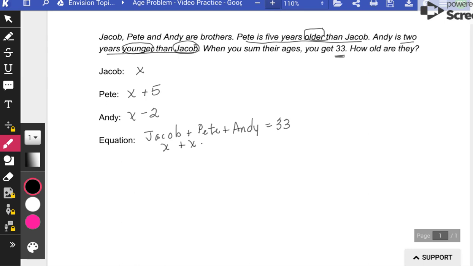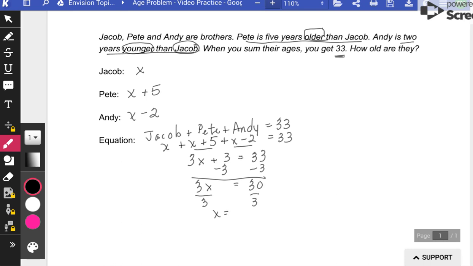Pete's age is X plus 5. Andy's age is X minus 2. Okay, so all I've done is taken Jacob X, Pete X plus 5, Andy X minus 2, and I've added my three ages. When we combine like terms, we get 3x plus 3 equals 33. And then let's solve for x. So minus 3. So we get 3x equals 30 and divide by 3.